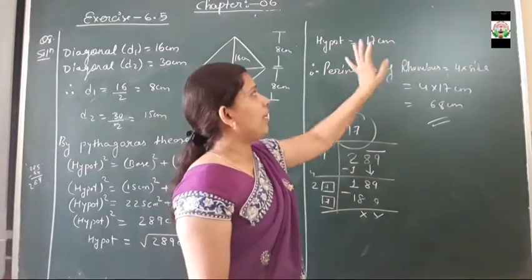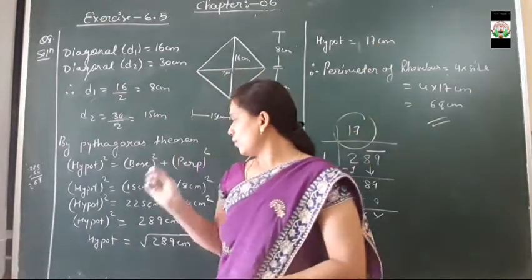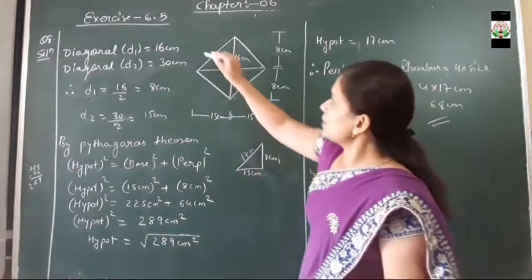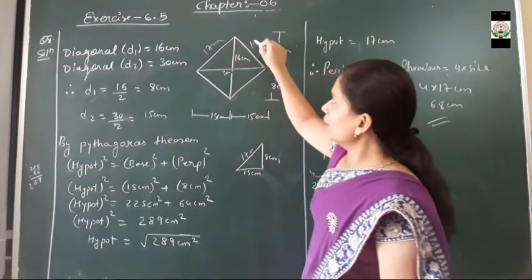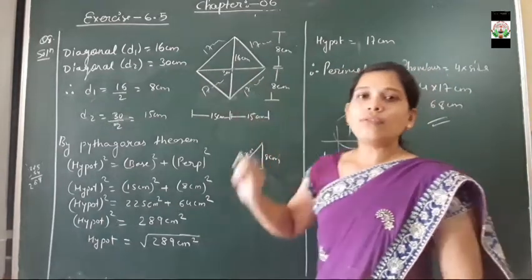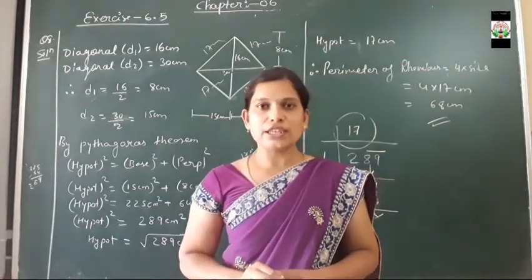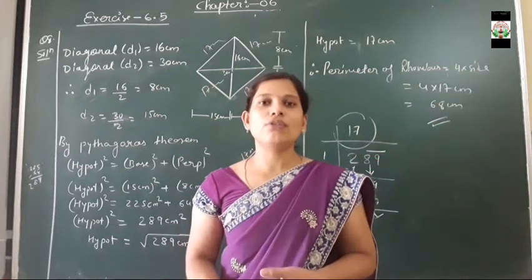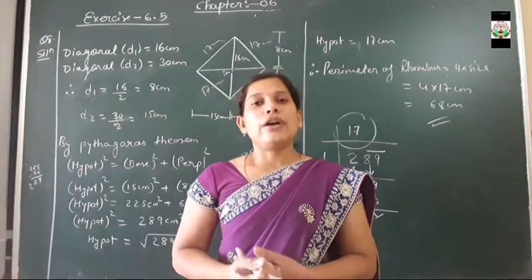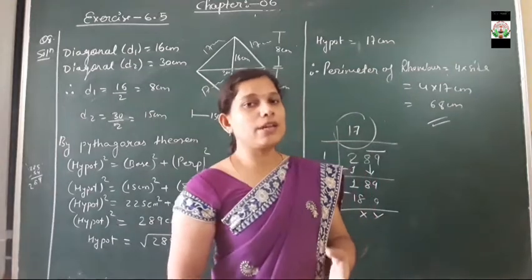So we have found the hypotenuse. The hypotenuse value here is 17 centimeter. That means all the sides here are 17 centimeter. That means the side of the rhombus is 17 centimeter. Now with the help of this side of the rhombus, that is the hypotenuse, we have to find the value of the perimeter of the rhombus.